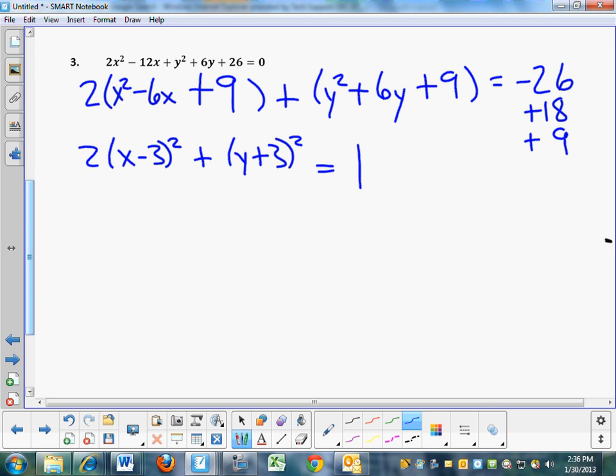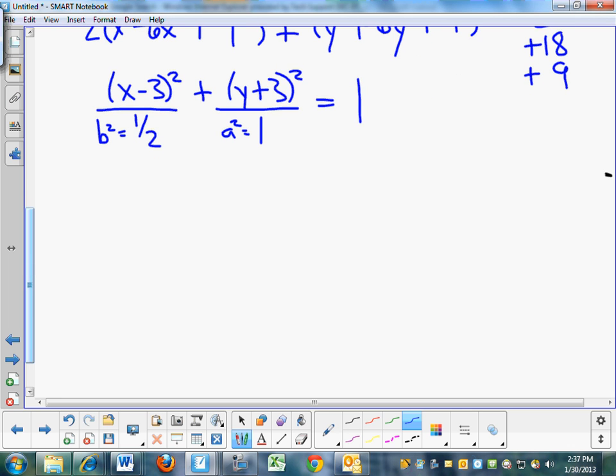Looks weird, doesn't it? This is being divided by what? 1. And instead of multiplying by 2, I can write it as divided by a half. So what that means is that a squared is equal to 1, and b squared is equal to 1/2. I did a little trick there to put it in a form that we could understand. Did you see that? Did you like that? You guys are no fun.